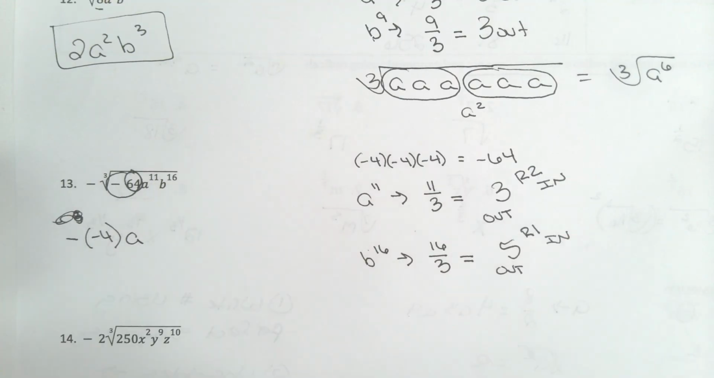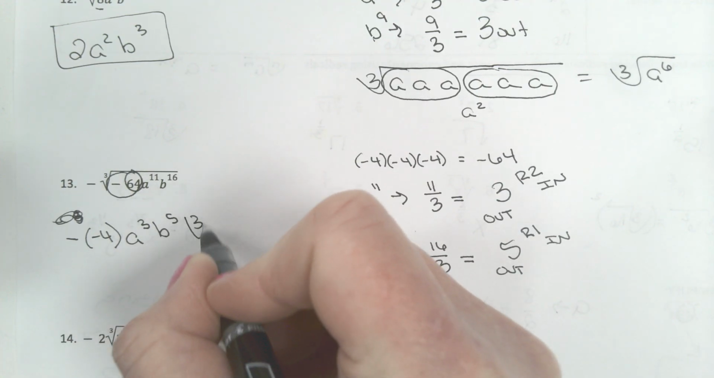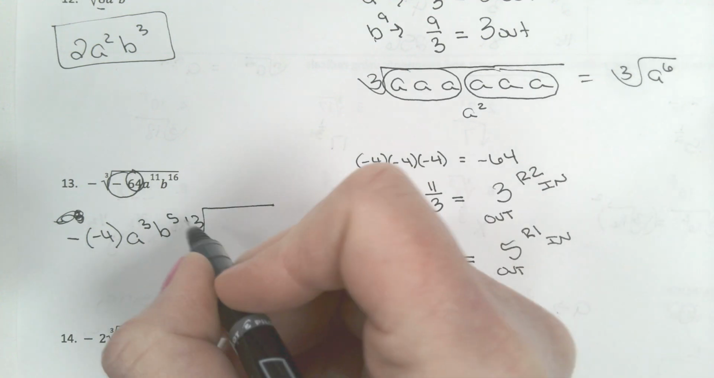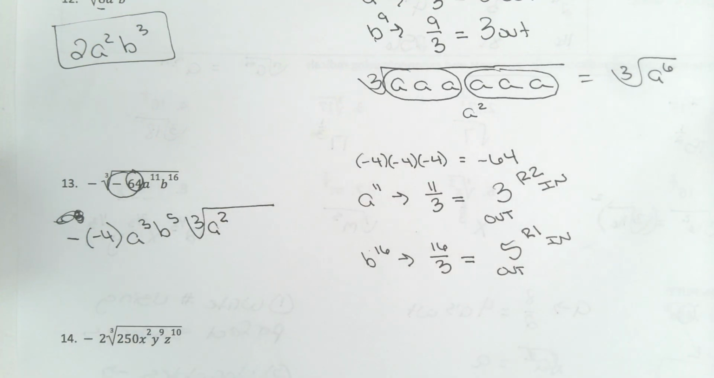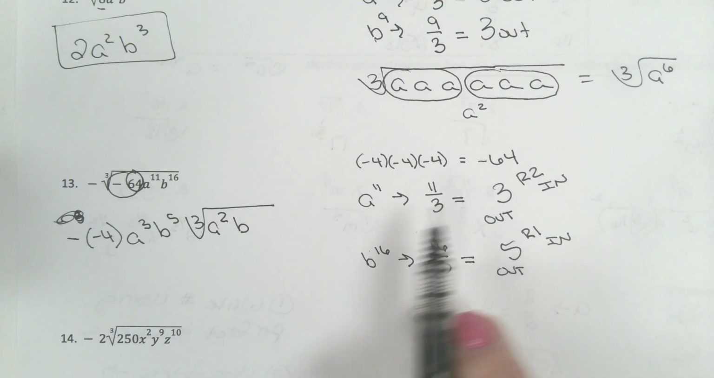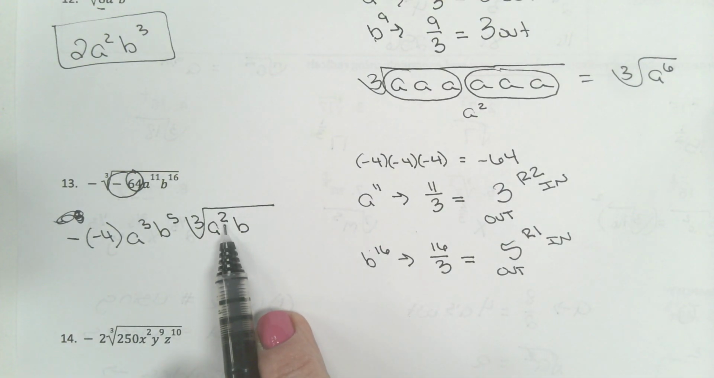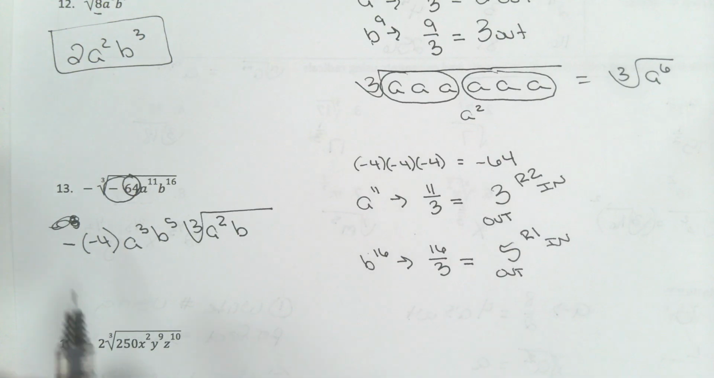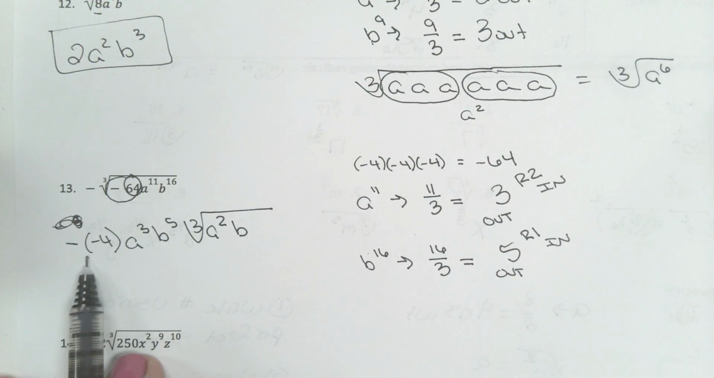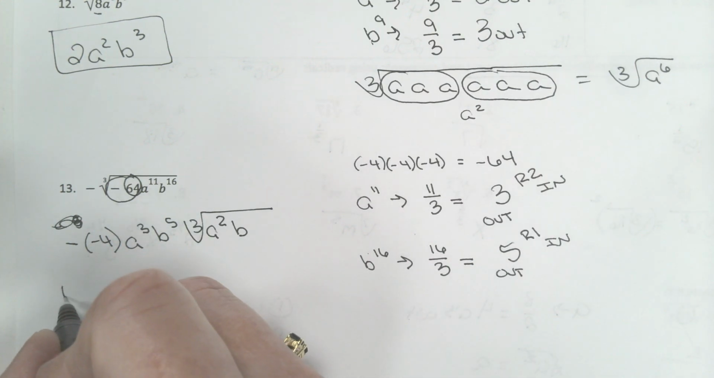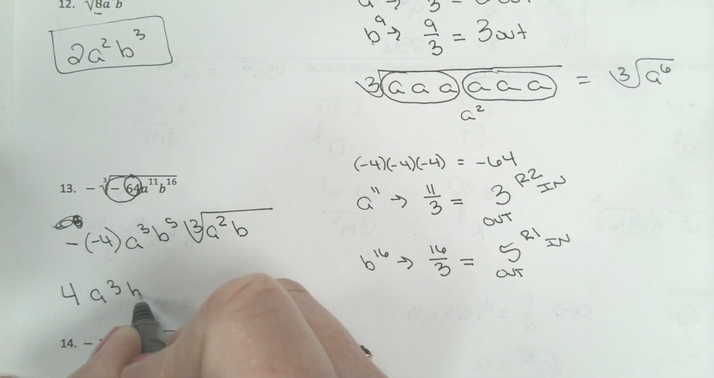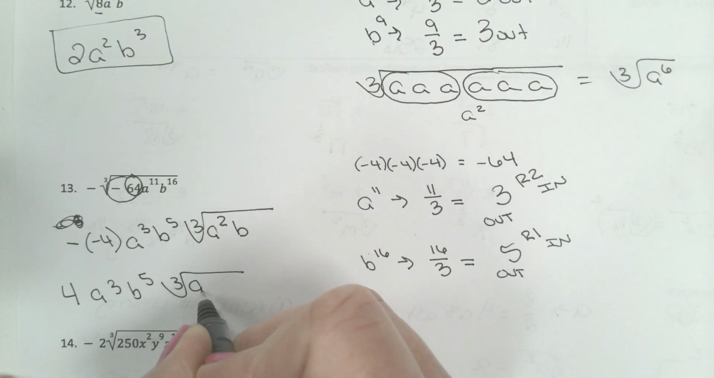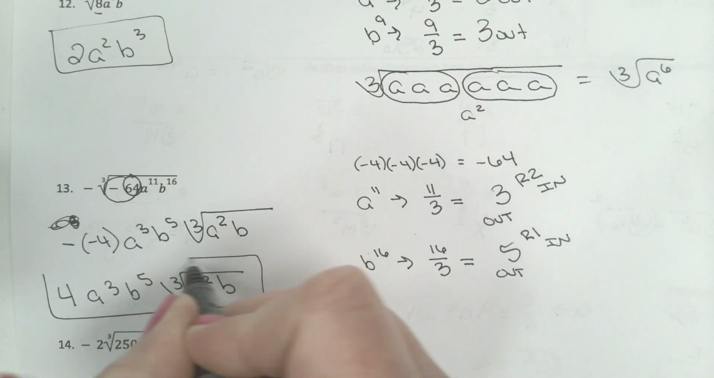All right, so I have a to the 3rd, b to the 5th. 2 a's are left in, so that reads as a squared, and then just 1 b. So if you have 2 left in, that is what its index is right there. I already had a negative. I pulled out a negative number. Negative times a negative equals positive. A cubed, b to the 5th, the cube root of a squared b. Good final answer.